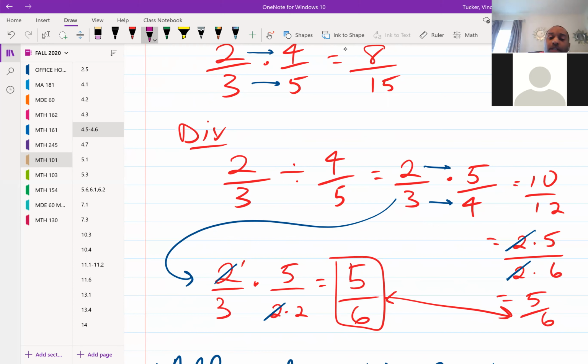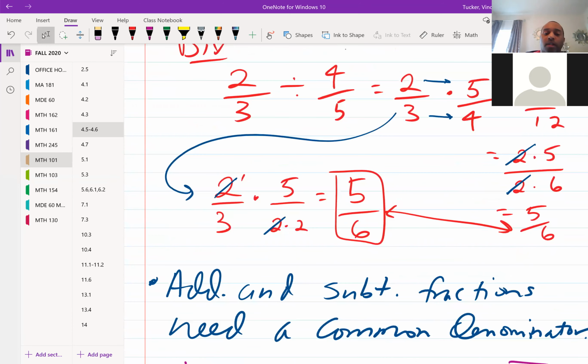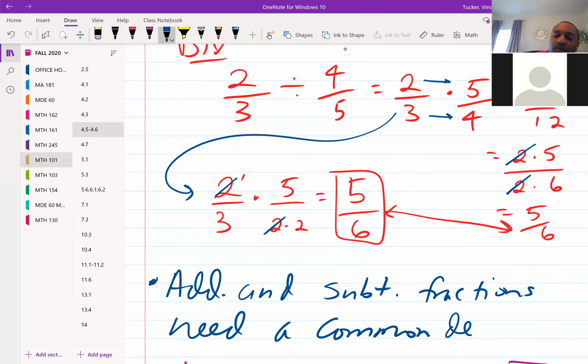Remember, when you're looking at your fractions, you don't have to have any type of common denominators when it comes to multiplying and dividing fractions. But when you're adding and subtracting, you have to have a common denominator. So when adding and subtracting fractions, you have to have a common denominator. Multiplying, dividing, do not need them.